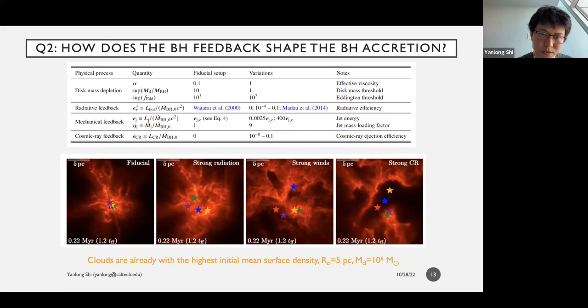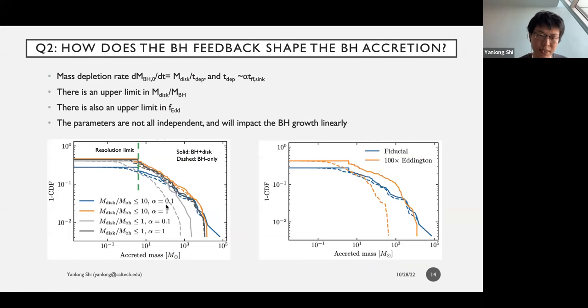And then finally there is also cosmic ray, but this is very preliminary because we want to include the ultra relativistic species of the cosmic ray and use some kind of diffusive model for this. And from this kind of realization, we can show that under strong radiation or winds or cosmic ray from the black hole, there's a very big difference in terms of the morphology of the gas, which shows the impact of the black hole feedback. So we'll try to use this kind of CFD to describe the creation of the black holes.